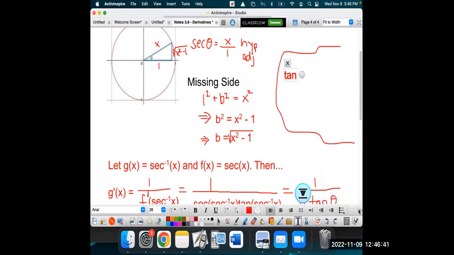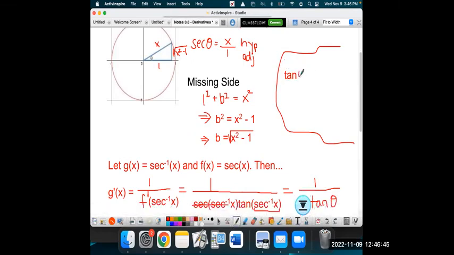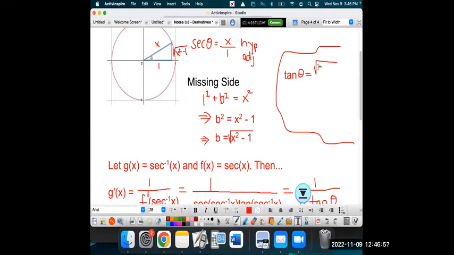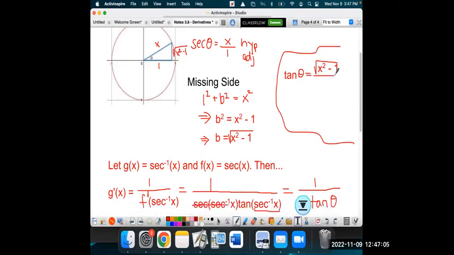Do I have my Greek letters anywhere? Okay. So tangent is sine over cosine or opposite over adjacent. Opposite being square root of x squared minus 1. Over adjacent, which is just 1. So really tangent is just square root of x squared minus 1.